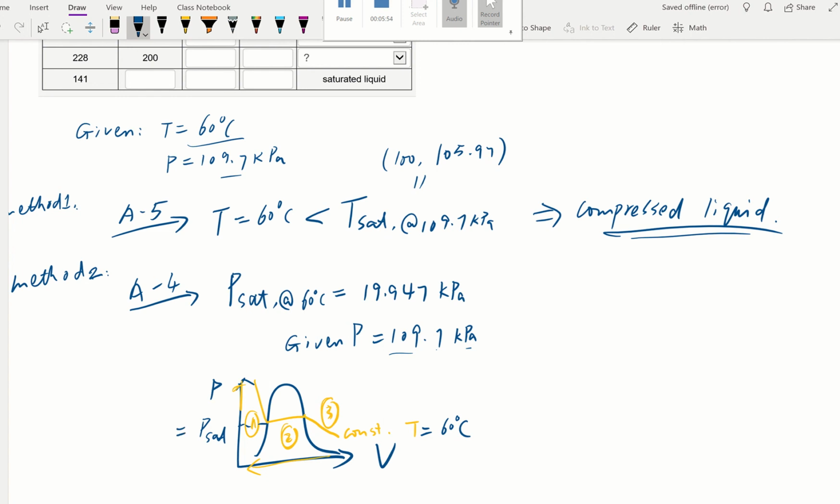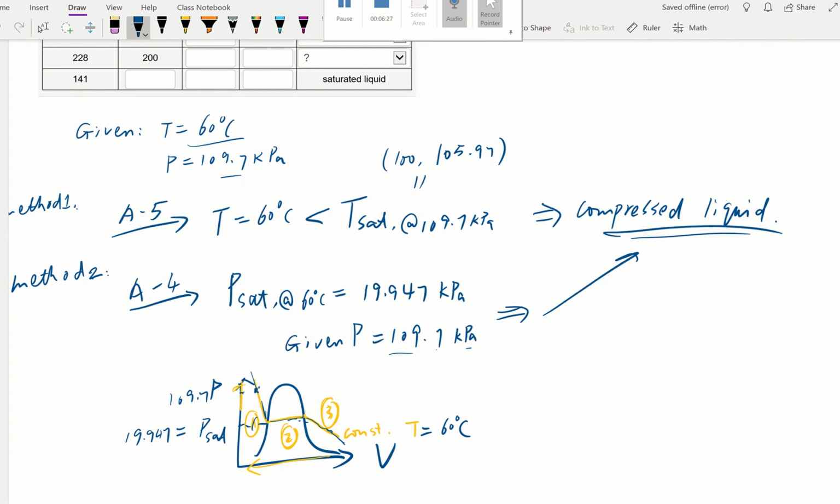Our Psat is 19.947. However, our given pressure is 109, way above. It's not going to be region 3, because region 3 is going to be lower; the pressure is going to be below this one. It's not going to be region 2, because it would have to be equal. Only it's going to be here. So what region is this? Region 1, which is compressed liquid. So you can go ahead and reason it out too.